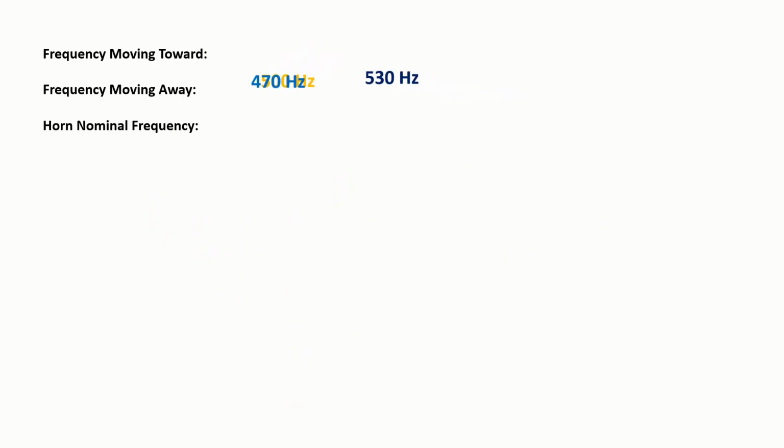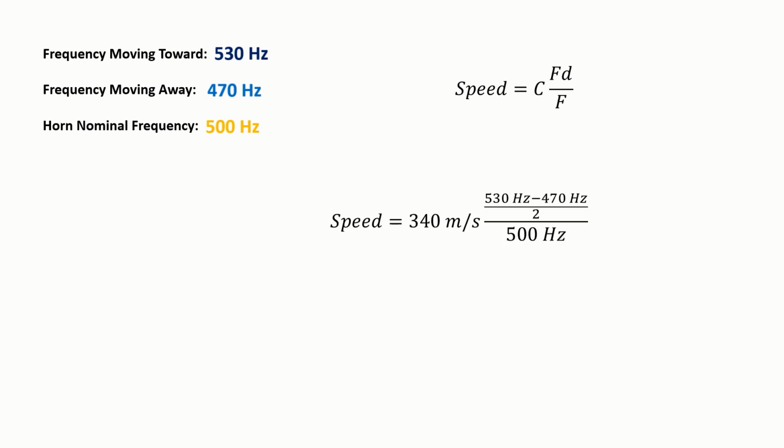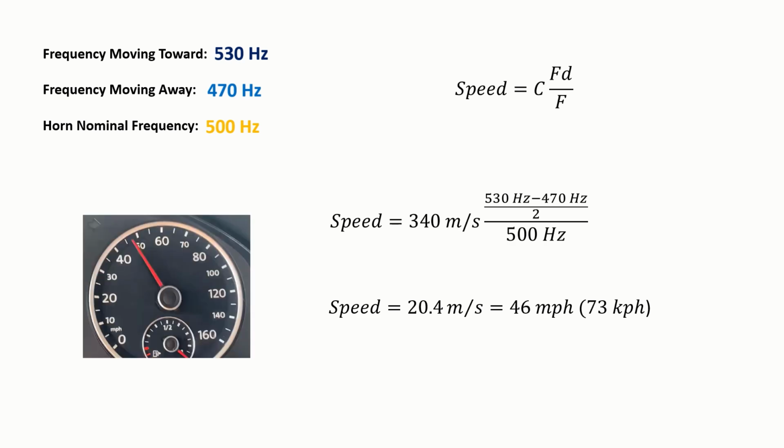With these frequencies, we can use this equation to estimate the speed of the car. C represents the speed of sound in air, which is approximately 340 meters per second. FD is the difference between the two frequencies, which we also divide by 2 because the observer first hears the sound coming toward it and then again when moving away. If we run these numbers, we come up with 46 miles per hour or 73 kilometers per hour, which is approximately how fast the car was moving at that time. And there you go. This is how the Doppler effect is computed.